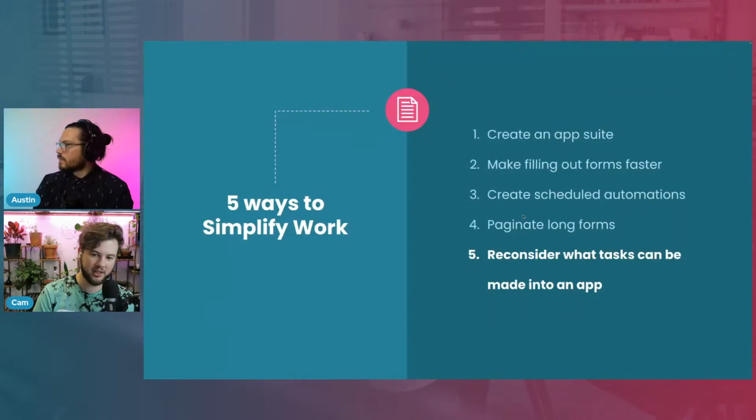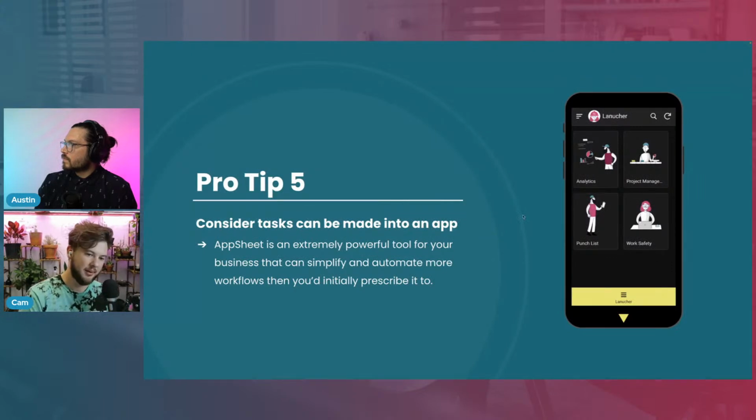Pro tip number 5: reconsider what tasks can be made into an app. AppSheet is an extremely powerful tool for your business that can simplify and automate more workflows than you would initially prescribe it to do. What we mean by this is a lot of times we'll have a client that comes to us and says, hey, we want this one app made.